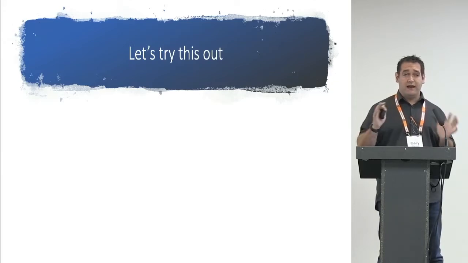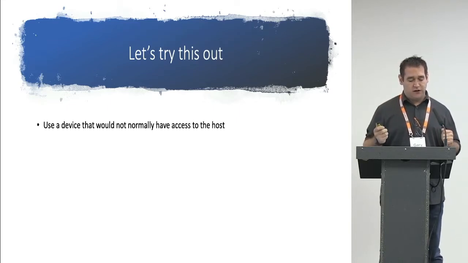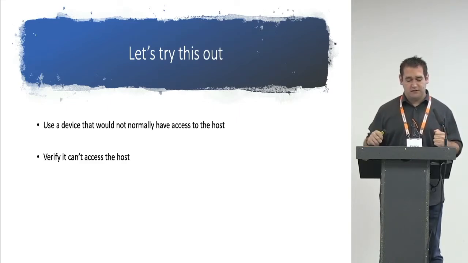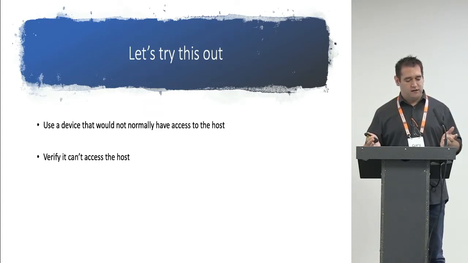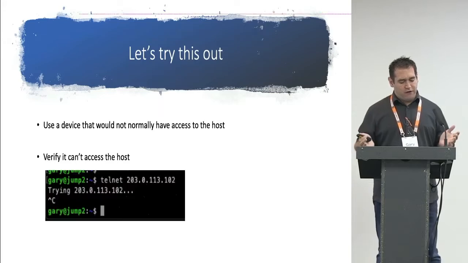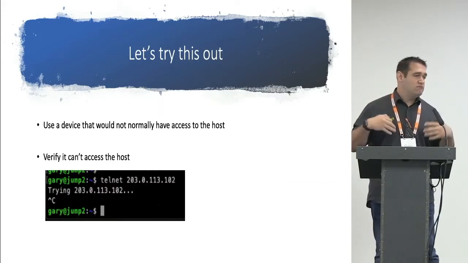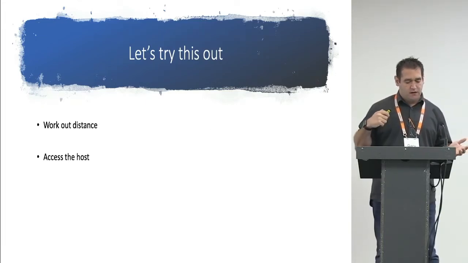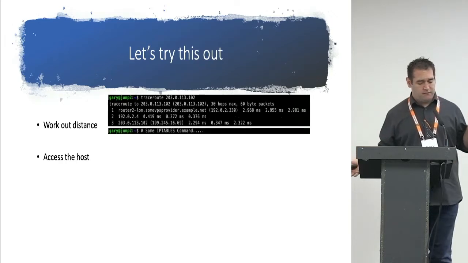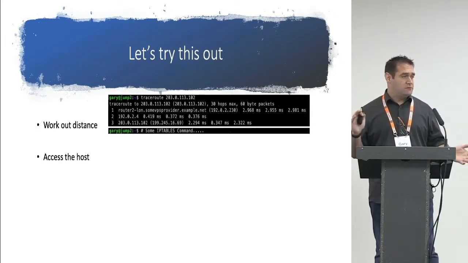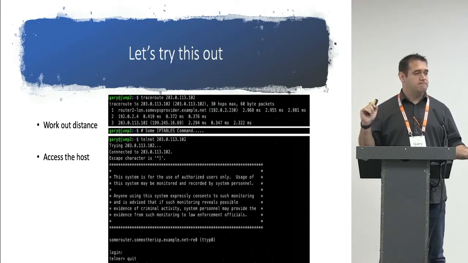So trying this out in a lab environment, I'm going to point this out. Using a device that shouldn't have access to the host, verify you can't access the host, work out the distance, and then access the host using a technique. Here's me trying to telnet to the device, left it 30 seconds, didn't connect, so Control-C'd it. Work out the distance, so we use traceroute, 3 hops away, add some iptables command that I have obscured, run that telnet again, and there we go, there's the router's login banner.